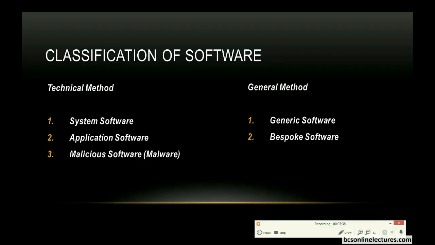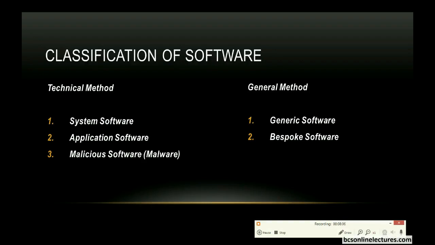In modern textbooks, you will find the third category, which is malicious software or malware. Now let's see the more general method. This classification is mainly based on the availability of the software. First categorization is generic software.